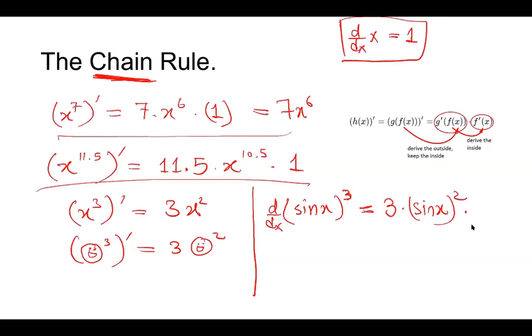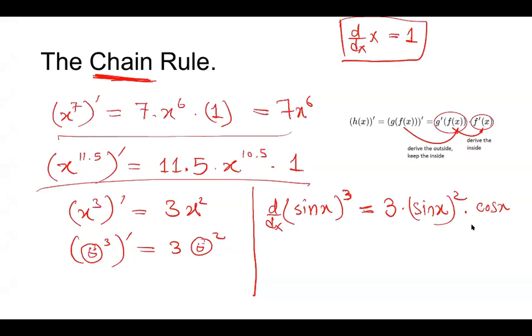Okay. Then, I told you the chain rule says that you don't stop there. You have to multiply by the inside function. So in this case, what is the inside function? Sine x. And what is the derivative of sine x? It is cos x. So I will multiply by cos x. And that's how we find the derivative of sine x whole cubed.